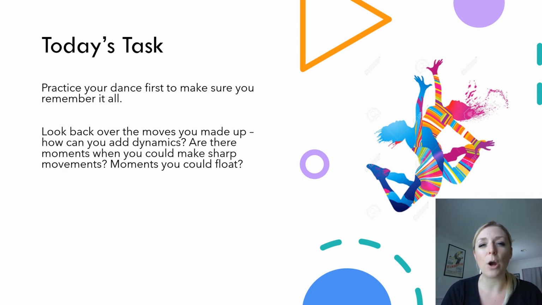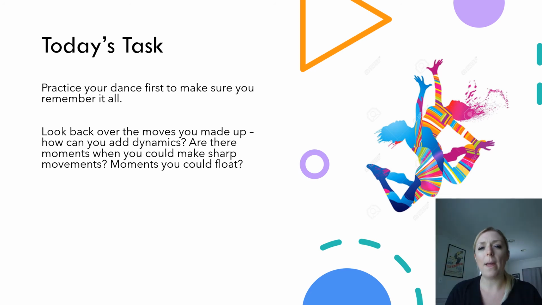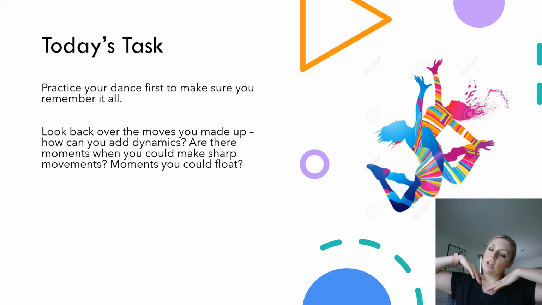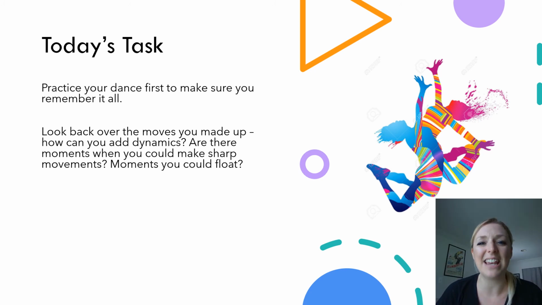Then look back over your moves a little more carefully. How could you add dynamics? So all the different moves that we just thought of, are there some moments in your dance where you could add some sharper moves? Maybe you've got a punch or an arm up high that you could really make really sharp and tense your muscles. Are there moments where you could float? So gentle hand movements or gentle head rolls and then a sharp arm. Really look at how you can add some dynamics into the dance you've got so far.